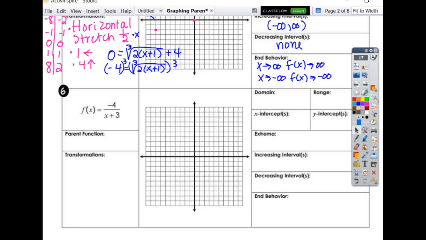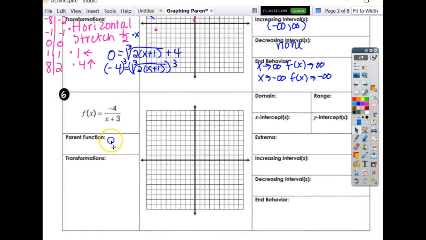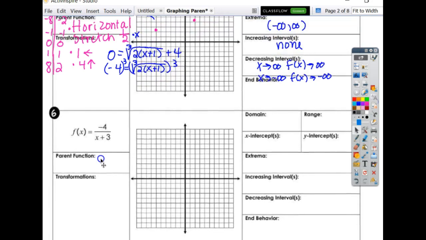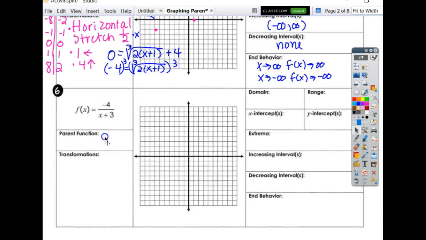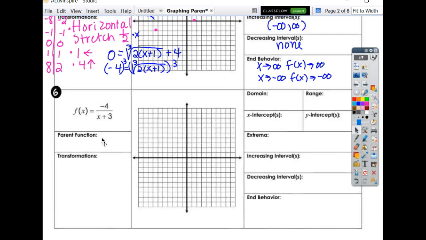Okay, so first of all, what's the parent function on number 6? Okay, don't all of you answer at once. It's 1 over x, which is the rational or the reciprocal function.